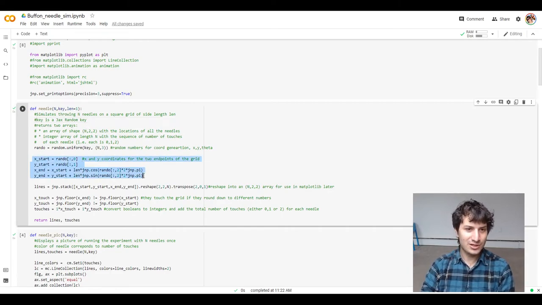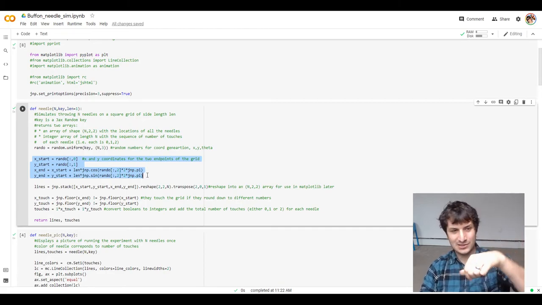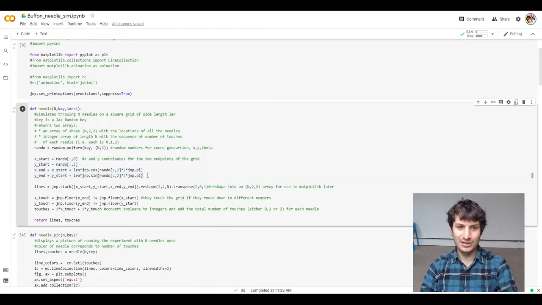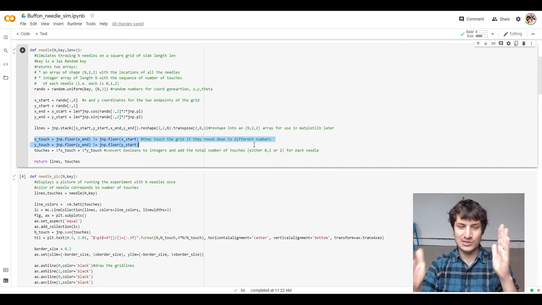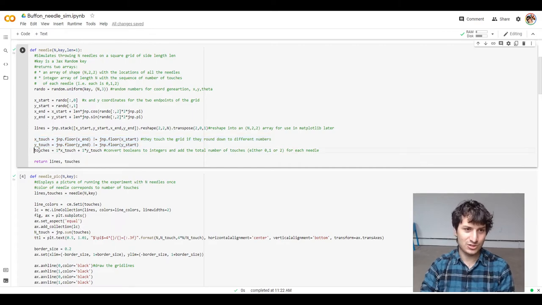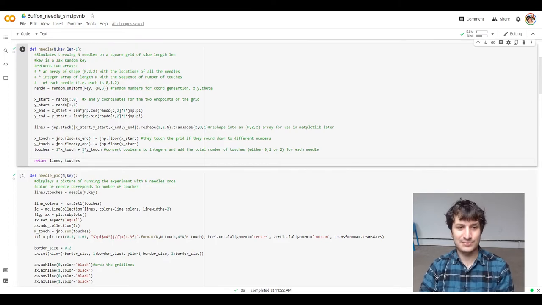And it just simulates, you know, picks some random numbers to put the needle down. It picks a random angle to put the needle down and it puts down a bunch of needles. And then it counts how many times it touches the grid. So it's counting if it's crossing either the horizontal or vertical lines, and it returns how many times it touched the grid.